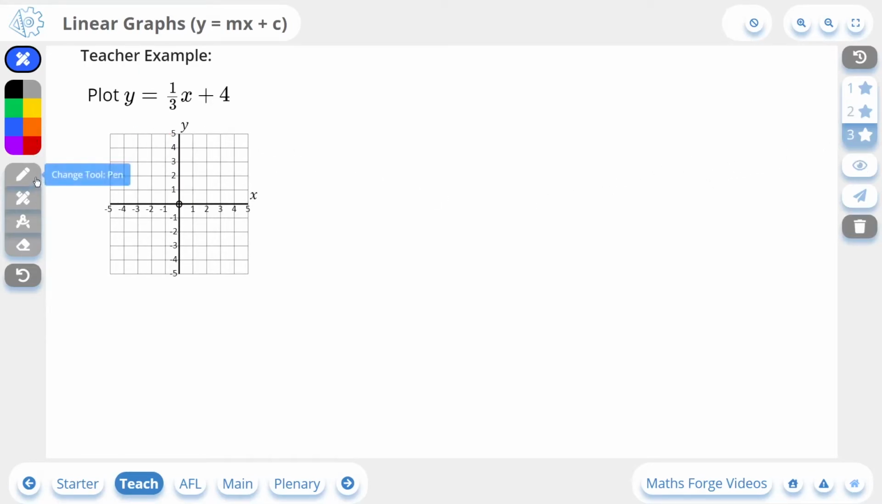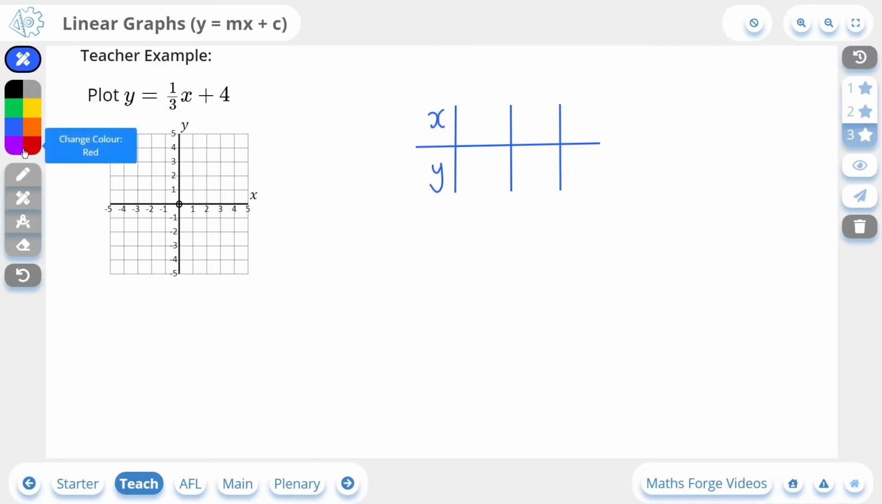Here we have a fractional coefficient of x, so we have y is equal to a third times x plus 4. We're going to do this in the same way that we've done the previous example. So we're going to construct a table for y and x, and we're going to have 3 values. The reason we have 3 values is because if you have 2 values and you make a mistake on one of them, you're not going to know that you've made a mistake. You're just going to connect the 2 points and assume that's your straight line. But if you have 3 values and you make a mistake on one of them, it's going to break the line, and you're going to know that you've made a mistake with one of them.